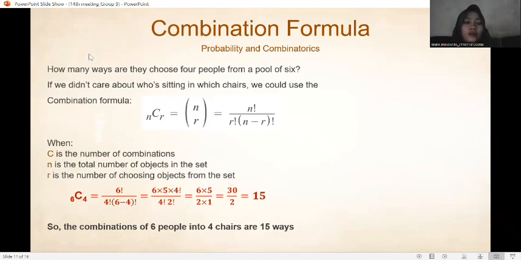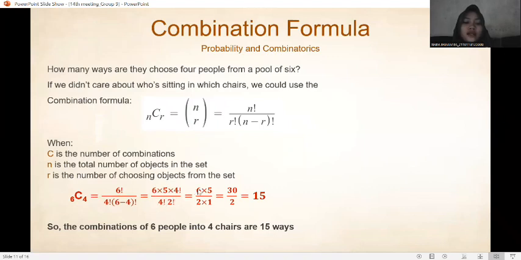So, N from the question here is 6, and R from the question is 4. So, 6 combination 4, or combination 6 of 4, equals 6 factorial divided by 4 factorial times 6 minus 4 factorial, equals 6 times 5 times 4 factorial divided by 4 factorial times 2 factorial. 4 factorial divided by 4 factorial is 1.